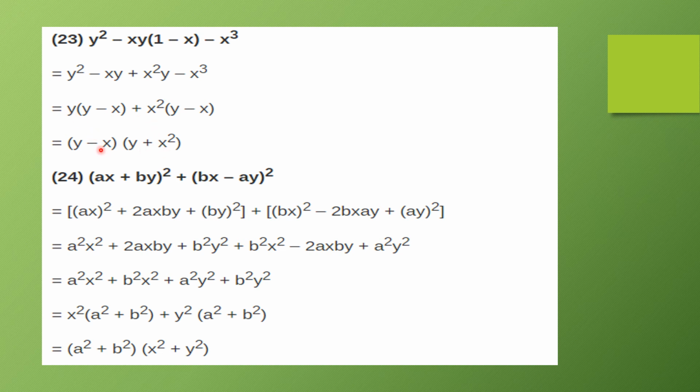What are the two factors over here? Y minus x and y plus x squared. That means y equal to x, y equal to minus x squared. These are the two factors of y.